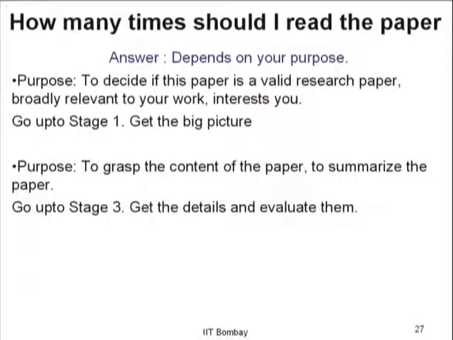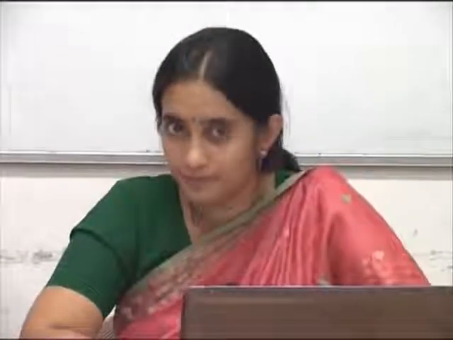If your purpose is to grasp the contents of the paper and to summarize it, for example, let us say you are writing a literature review section for your thesis, you have to be able to grasp the contents. Then you should go up to stage 3 where you are evaluating the paper. You are critically looking at whether the figures are consistent and whether the claims are correct, whether the solution is defended well, and so on. So, you are looking at every piece of the paper and asking, is this correct, is this consistent, is this sensible, and so on.